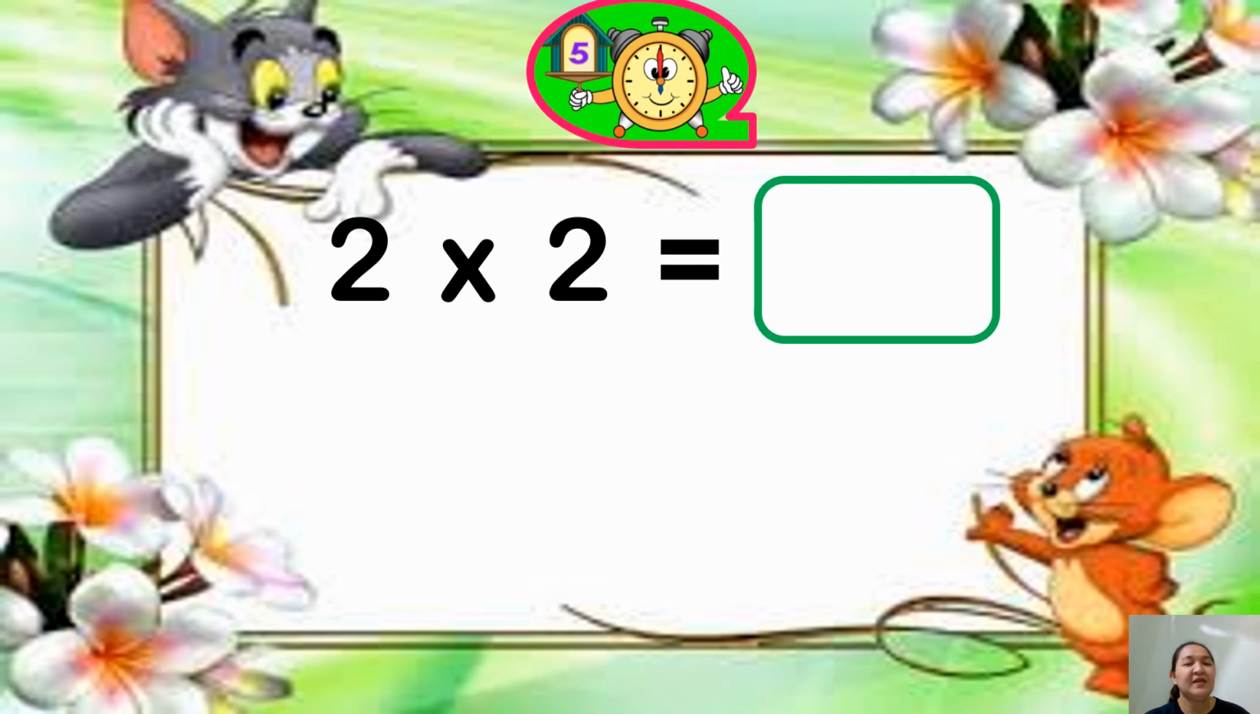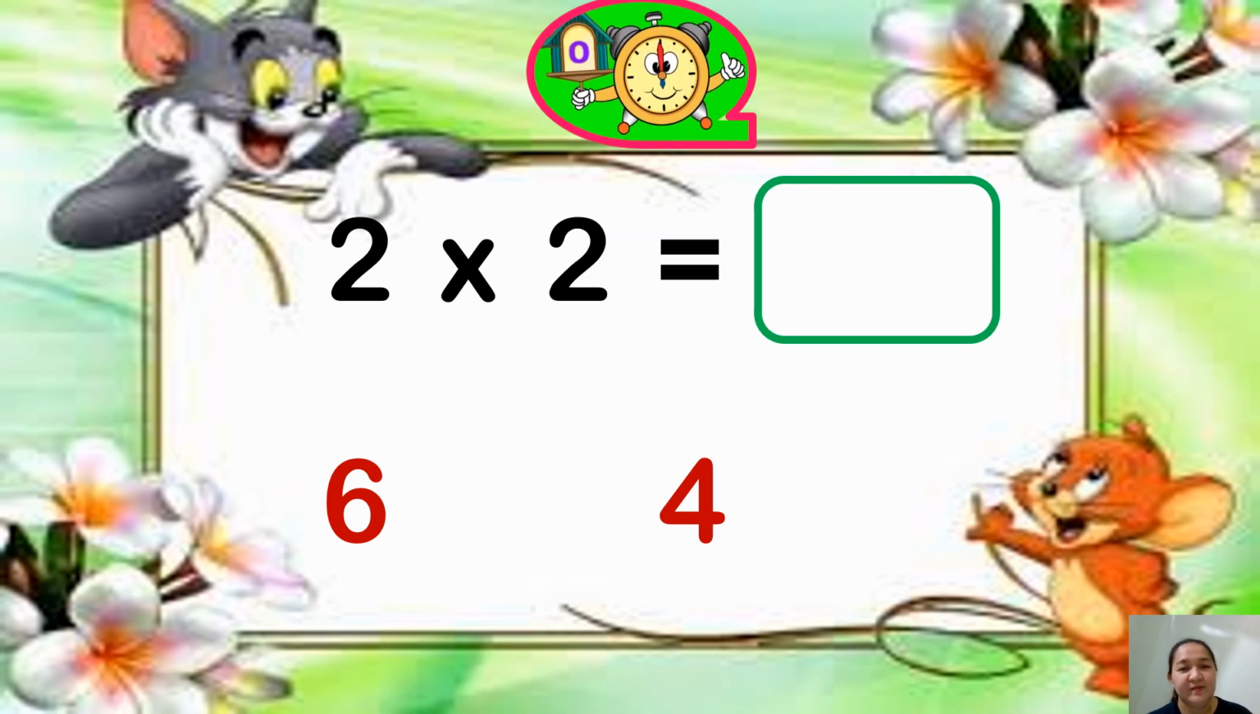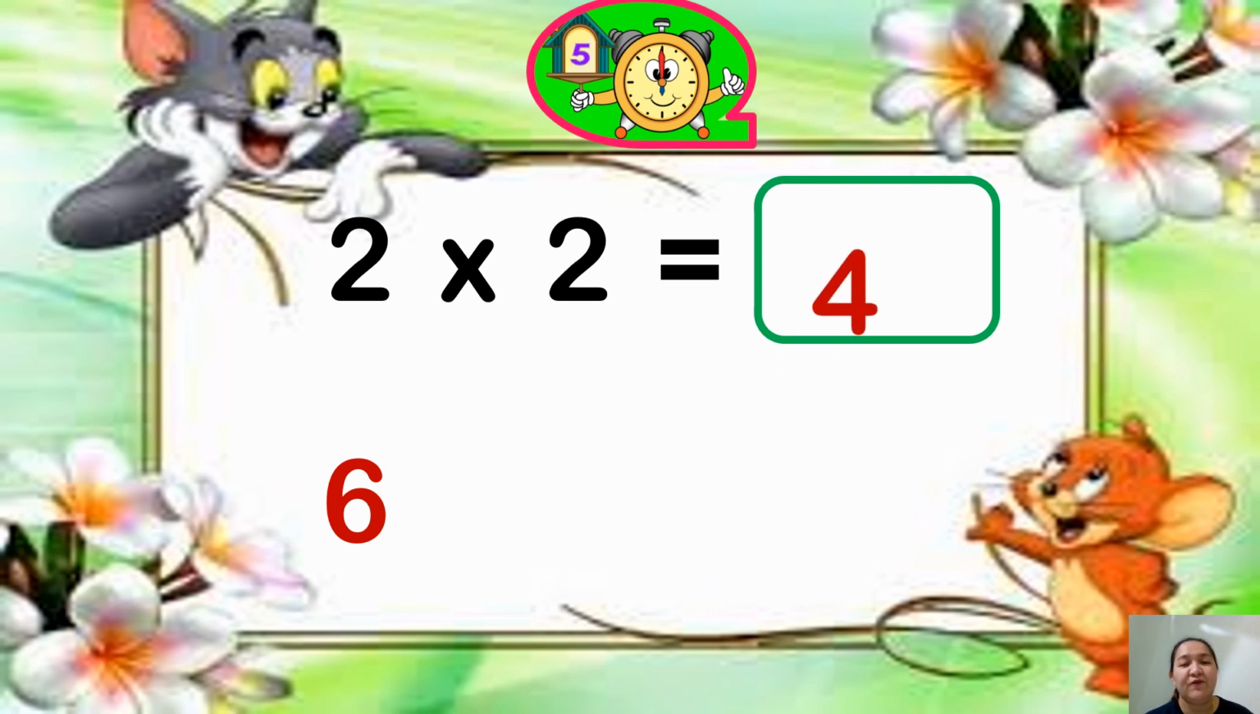Next question. 2 multiplied by 2 is equal to 6 or 4. So what's your answer? Okay, the correct answer is 4.